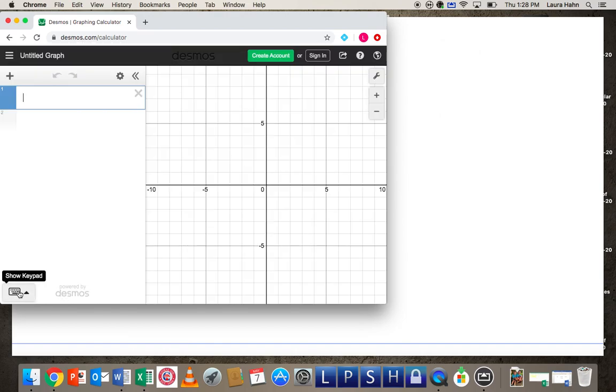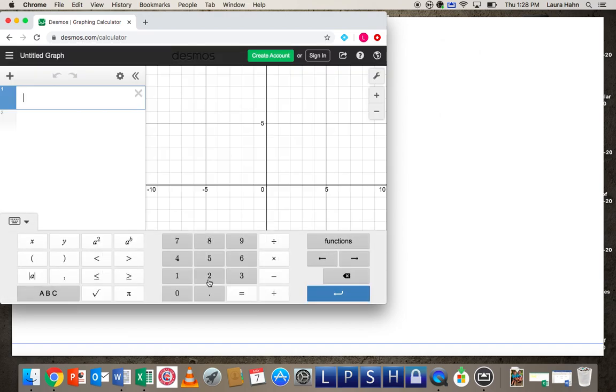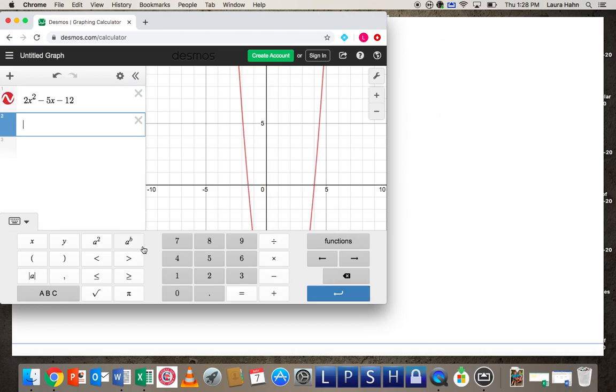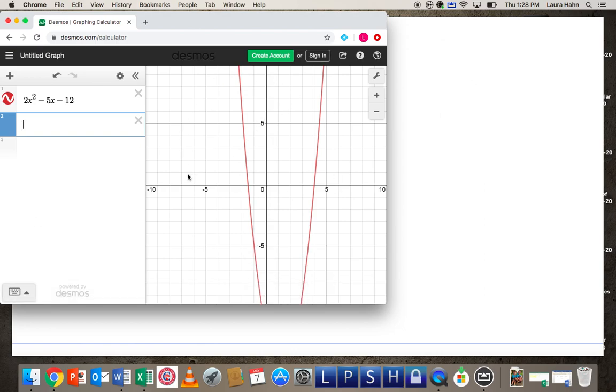Okay, you see this keyboard right here? I'm going to click it because it's going to help me enter. Okay, so I'm going to enter our equation, the one that was set equal to 0. Okay, and we said it was 2x squared minus 5x minus 12. Okay, and I'm going to close this down so I can see. All right, so here's my graph. This is 2x squared minus 5x minus 12.